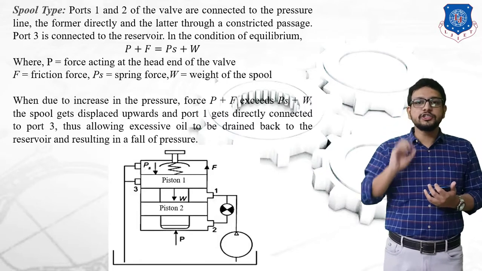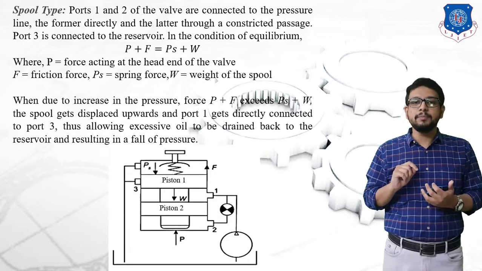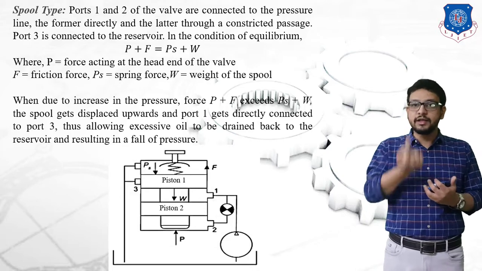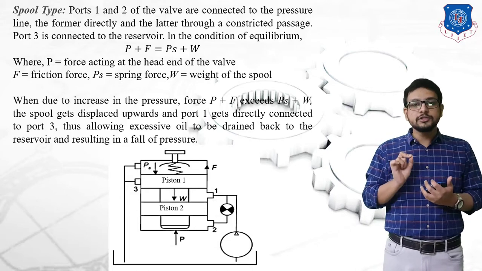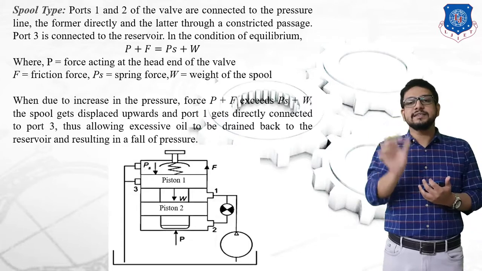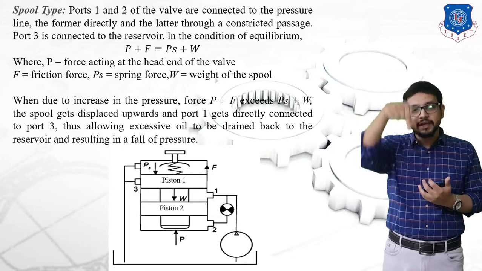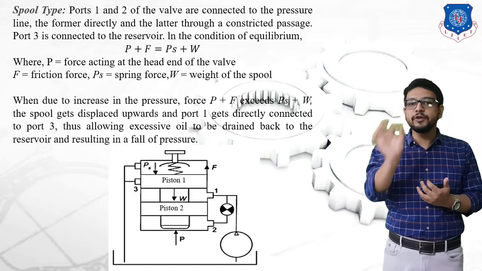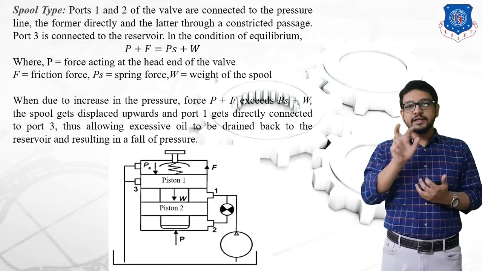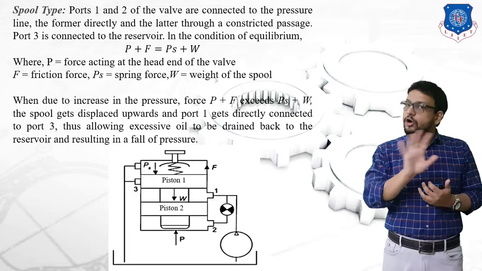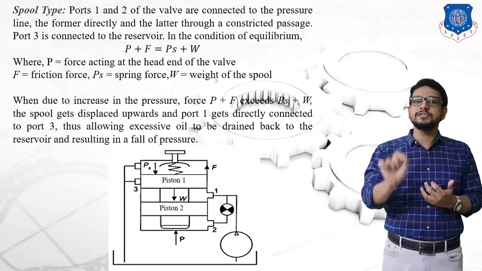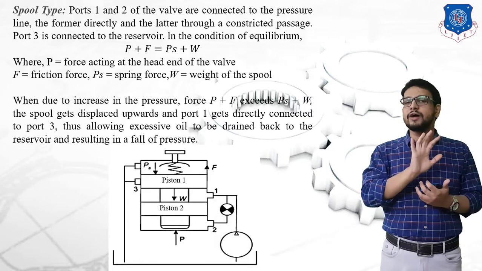So in the normal condition of equilibrium, P plus F, where P is the force exerted on the piston in an upward direction by this oil, plus the friction force, is equal to the force exerted by the spring in a downward direction plus the weight of the piston in a downward direction. So when this condition is maintained, this valve is not going to be operated. Remember, when the condition of equilibrium P plus F equals PS plus W is maintained, this valve will not be operated.